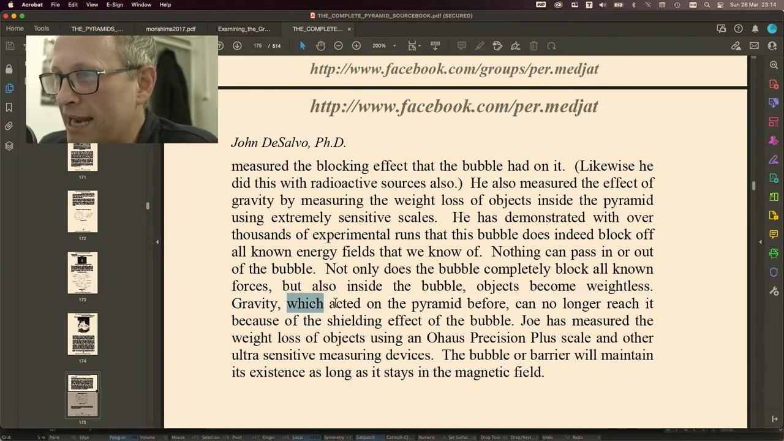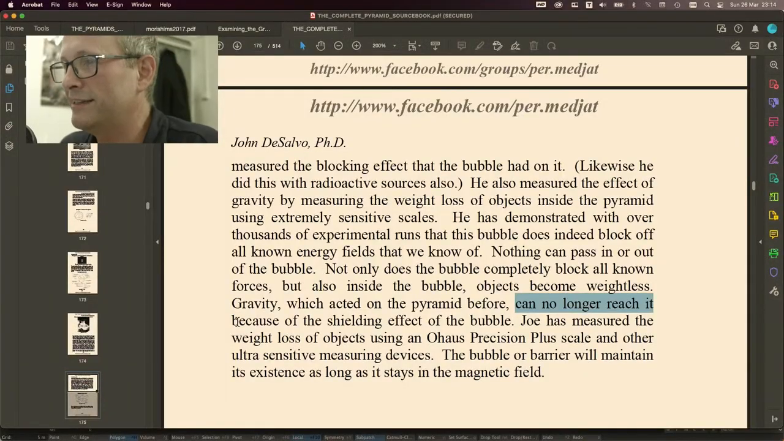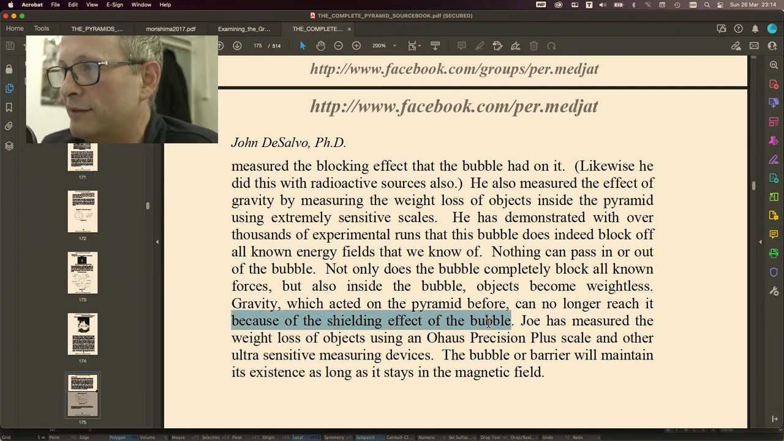Gravity, which acted on the pyramid before, can no longer reach it. I would argue it's the thing that causes the effect of gravity. Can't reach it, and so then it can't express gravity. It can't move in response to a so-called gravitational body. Can no longer reach it because of the shielding effect of the bubble. I agree.